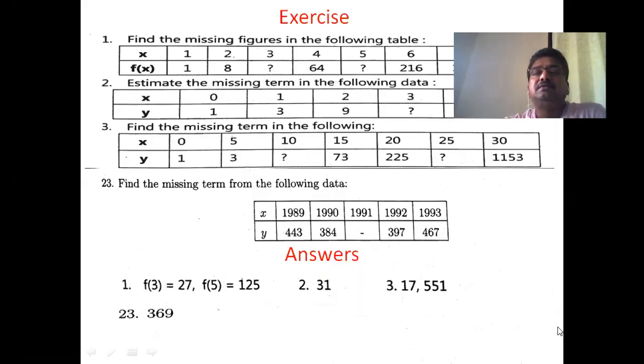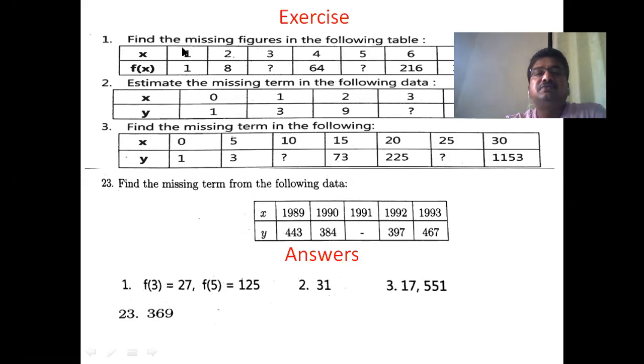So these are some problems for you to solve. Here again two terms are missing, here only one term is missing, here again two terms are missing, here one term is missing, and their answers are given below. The answer of the last question is 369.